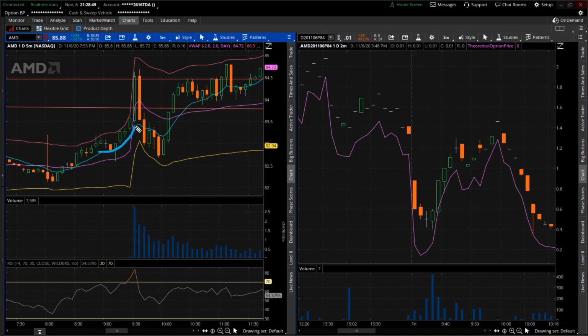This 9 is below my VWAP, not a sign to be bullish. I've got a tapped out RSI. That's a second sign. And we're sitting right at resistance. That's 3 reasons to not go long on this trade. So I wait. Then almost immediately, boom, look at this.